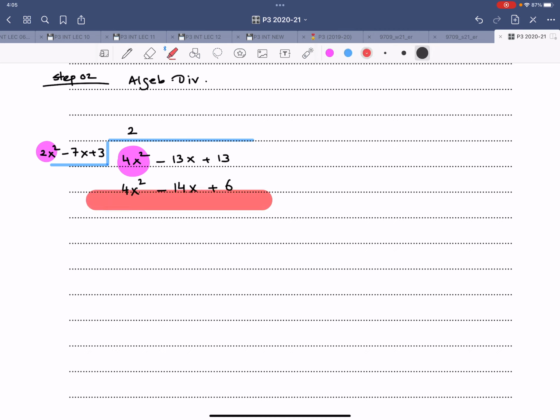Put a line over here. Change the sign. So therefore this is minus and this is a plus and this is a minus. Make it prominent. So minus 13 plus 4, that is minus 9x. 13 minus 6, that is plus 7. Therefore the quotient is 2. The remainder is 7 minus 9x.